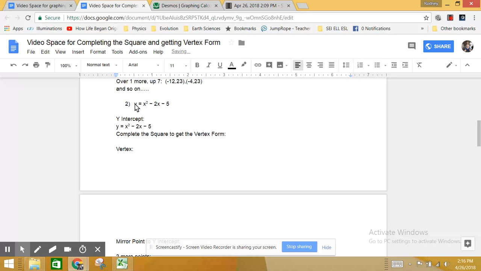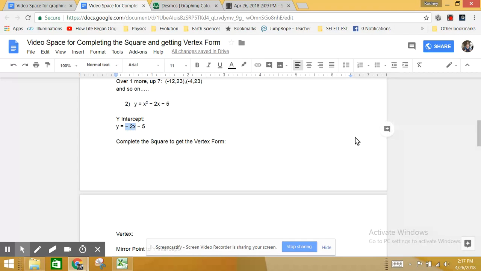Get rid of my automatic page numbering. And now I'm going to make x equal to 0. So if I make x equal to 0, that goes away, and negative 2x goes away. So all I'm left with is negative 5 when x is 0. So my y-intercept is 0, negative 5. I've got a point. Now we're going to complete the square.